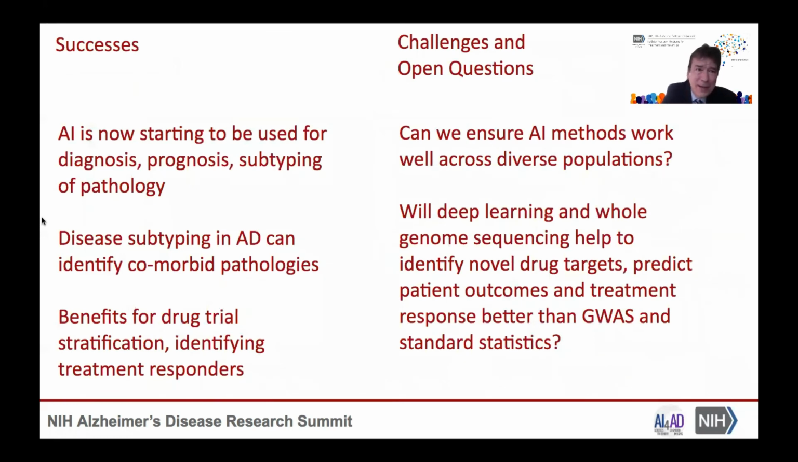Some major successes of AI and deep learning are that it's now starting to be used for diagnosis, prognosis, and subtyping of pathology. You can also, as we saw in some data, identify comorbid pathologies even if post-mortem data is not available. And there's huge benefits, obviously, for drug trial stratification and identifying treatment responders using these methods. We do need to make sure that these methods work well across diverse populations. And there's a lot of enthusiasm that deep learning and whole genome sequencing will help us to identify novel drug targets based on all the aggregated work on drug action and gene action that is being assembled in bioinformatics databases.